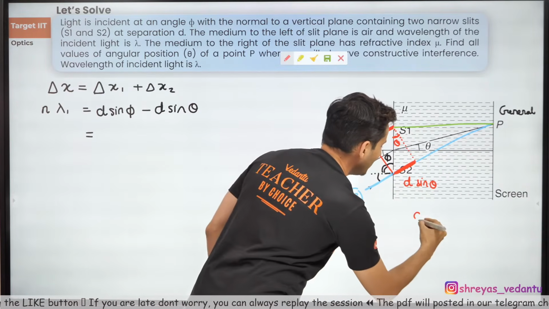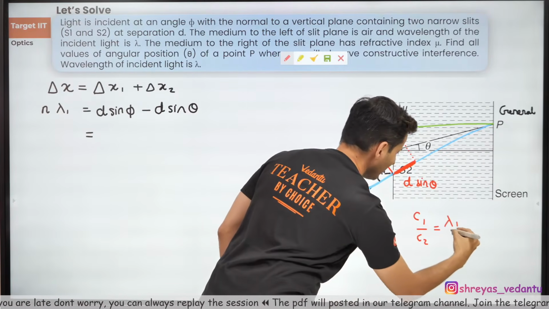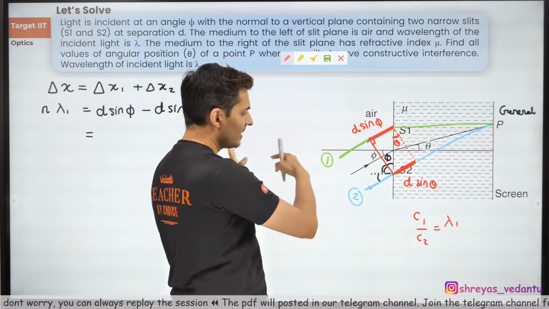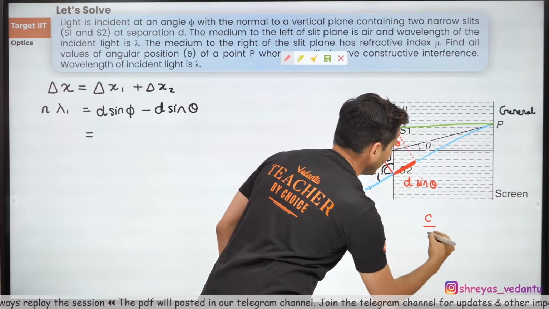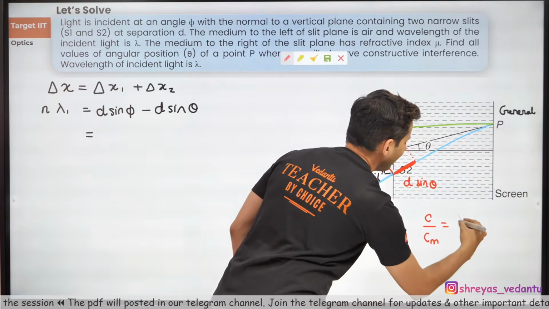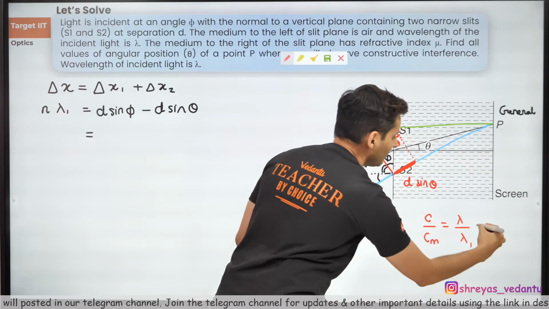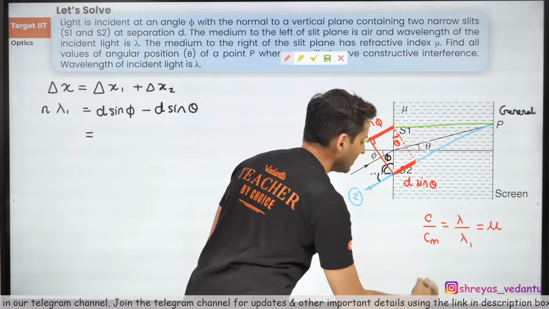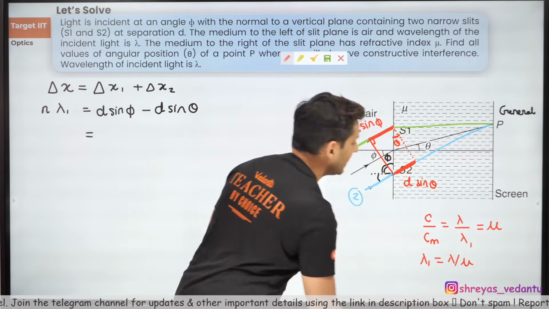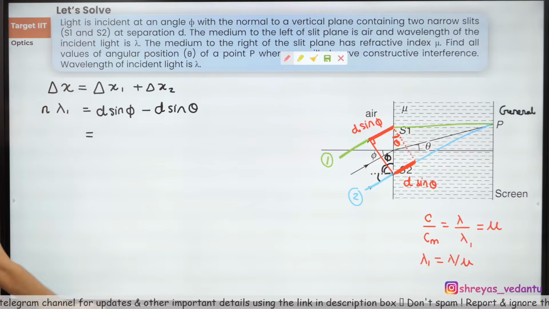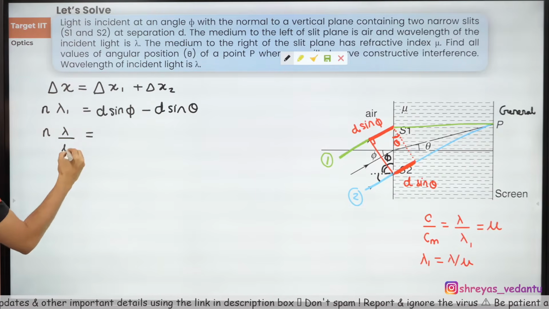the speed of light in one medium upon speed of light in the second medium is the wavelength of light in the first medium, which is, let's say I call it C divided by C in the medium, will be wavelength of light outside upon wavelength of light inside the medium, which is nothing but the refractive index. So lambda 1 is nothing but lambda divided by mu. So this lambda 1 over here is nothing but lambda divided by mu.